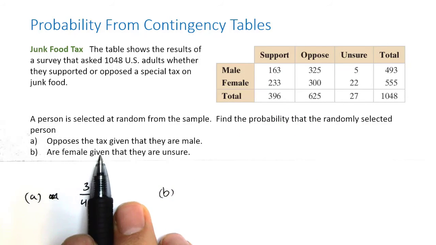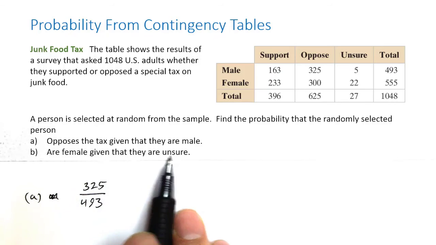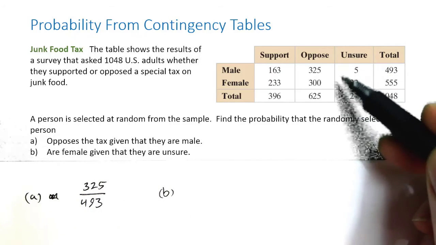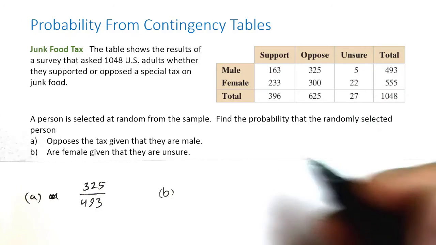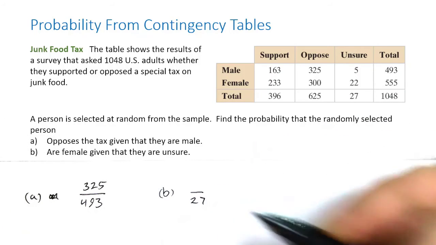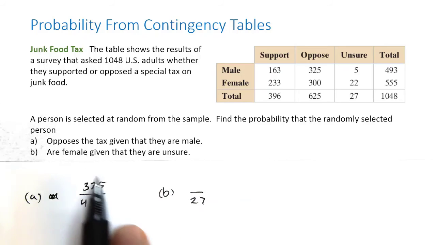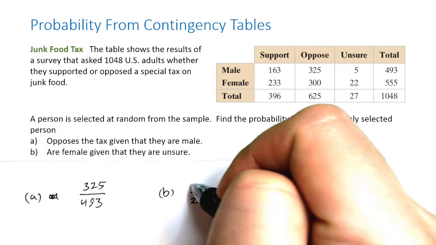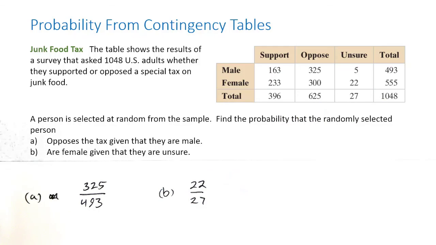Okay, let's look at B. Are female given that they are unsure. So given that they are unsure means we're restricting our attention to these people, the 27 total. So we know our denominator is 27. How many of them are female? Well, there are 22 that are female. So that's the new probability.